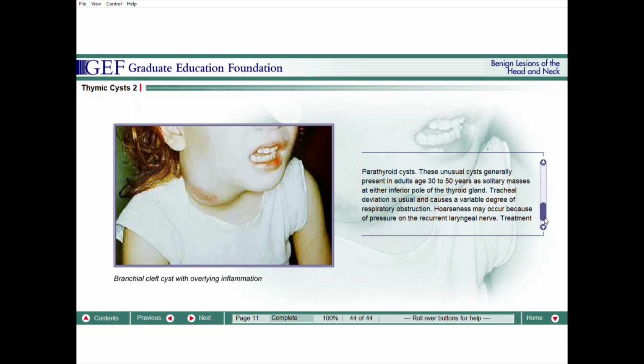Parathyroid cysts. These unusual cysts generally present in adults aged 30 to 50 years as solitary masses at either inferior pole of the thyroid gland. Tracheal deviation is usual and causes a variable degree of respiratory obstruction. Hoarseness may occur because of pressure on the recurrent laryngeal nerve. Treatment for these cysts is generally surgical excision.